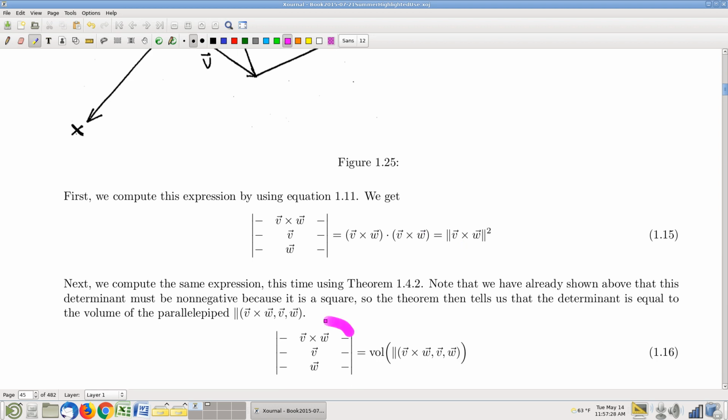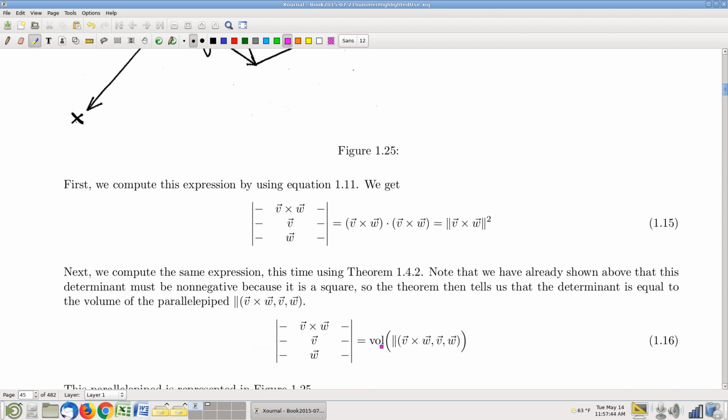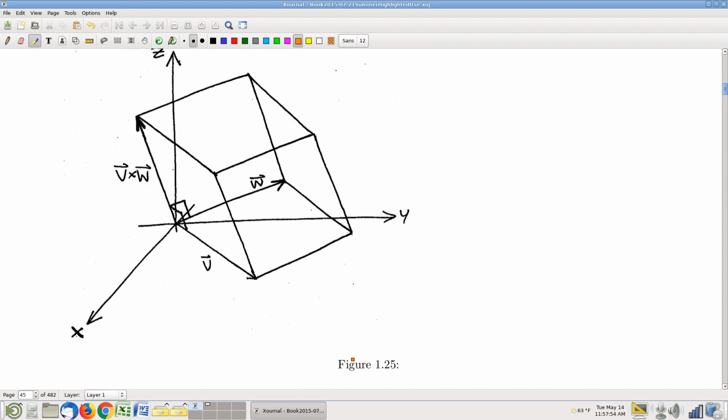Now, next calculation, this is a determinant. And another thing I know about determinants, forget triple products, determinants are volumes. In particular, this is the volume that you get when you look at the parallelepiped defined by that vector, and that vector. Let's draw that. Here it is. That vector, and that vector. Ready? Good?